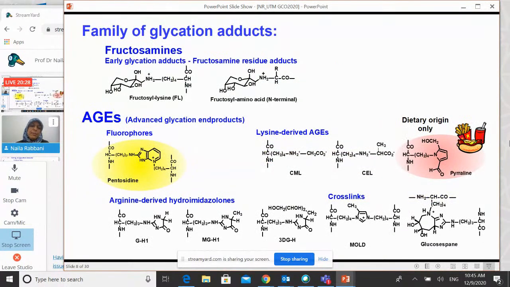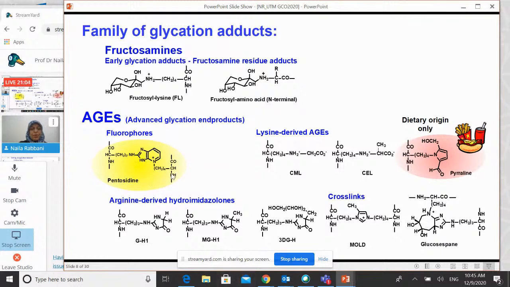So there is the family of glycation adducts. Here's where the chemistry comes in. Fructosamine is really glucose sugar modifying lysine residues, and this molecule, fructosyl-lysine, is being measured for reporting glycemic control. And then there are advanced glycation end products. So fructosyl-lysine and other sugars can degrade to form very reactive dicarbonyls, and these then go on to react with amino acids to form these different types of markers.